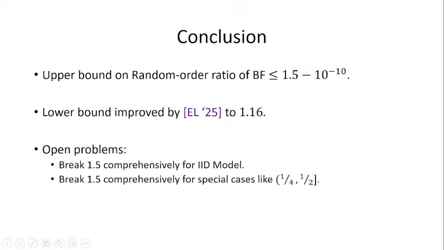On the upper bound front, there are quite a few interesting open problems. For example, can we beat 1.5 comprehensively for the IID model, which is a weaker model than the random order model? And can we beat 1.5 comprehensively for even special cases like items of size 1/4 to 1/2? These are known to be important special cases of bin packing for some other reasons. These are called 3 partition instances. So that ends. Thank you.